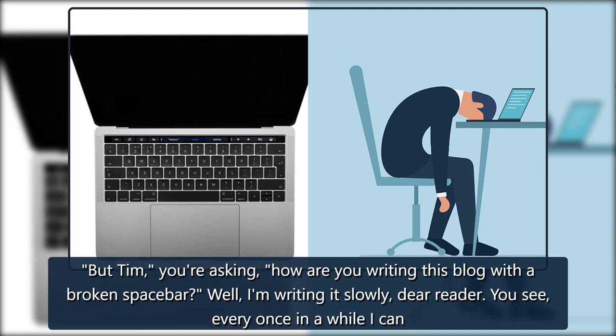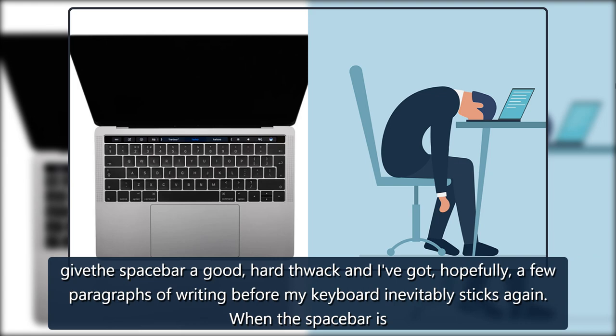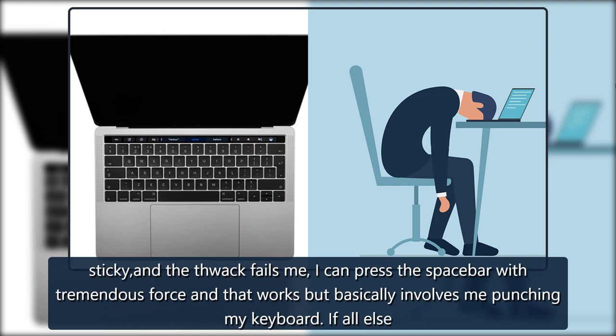But Tim, you're asking, how are you writing this blog with a broken spacebar? Well, I am writing it slowly, dear reader. You see, every once in a while I can give the spacebar a good hard whack and I've got, hopefully, a few paragraphs of writing before my keyboard inevitably sticks again. When the spacebar is sticky, and the thwack fails me, I can press the spacebar with tremendous force and that works but basically involves me punching my keyboard.